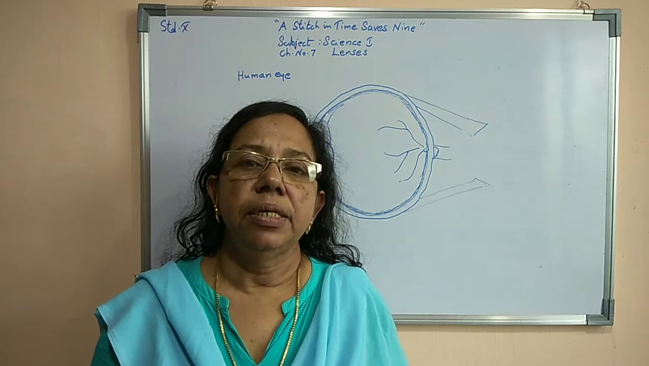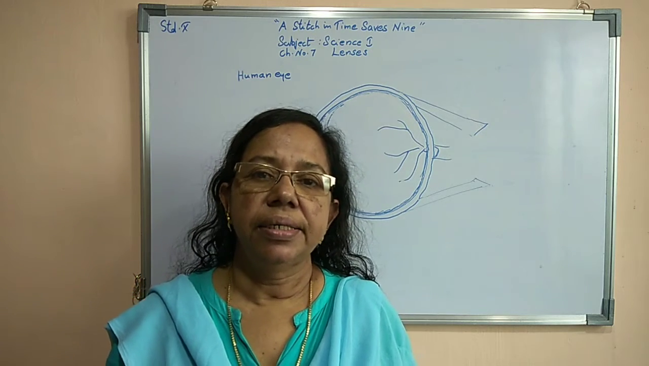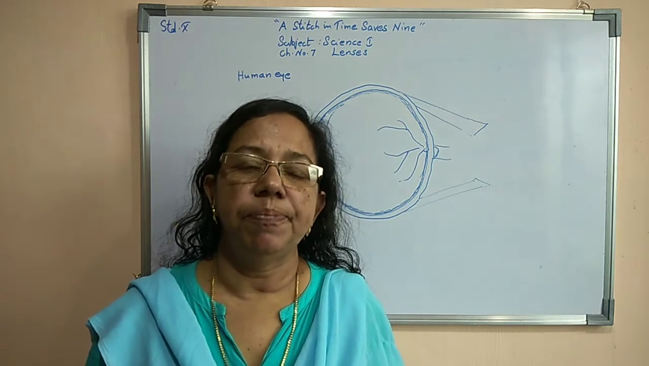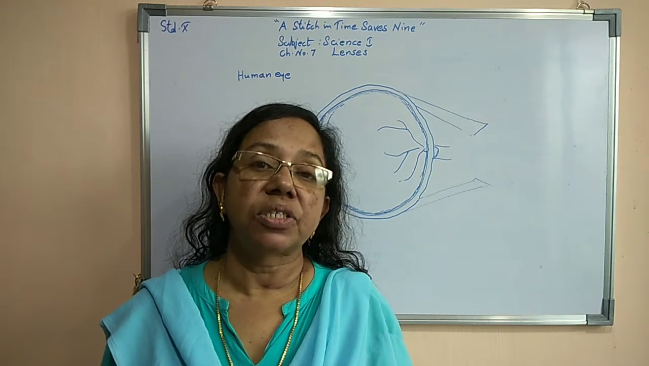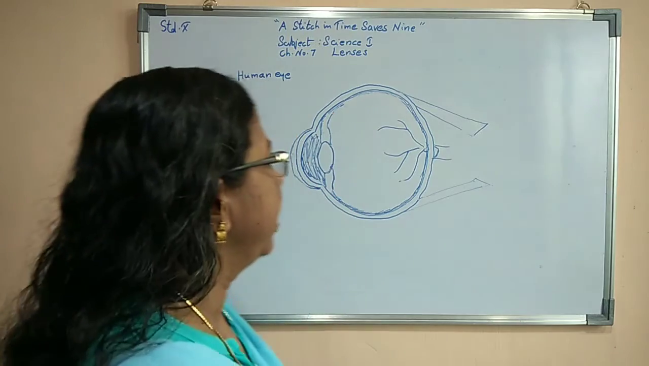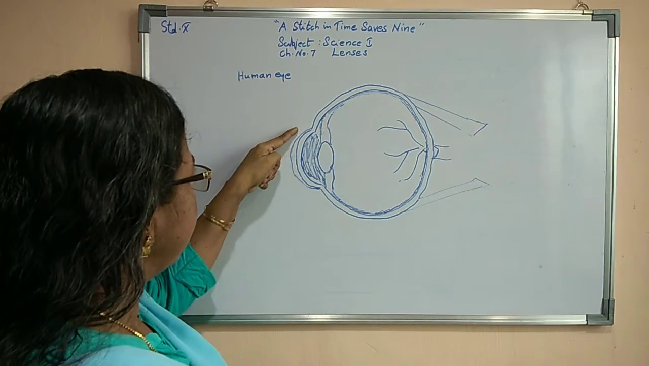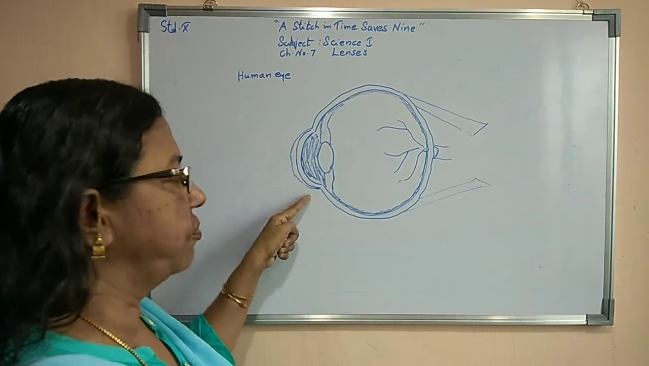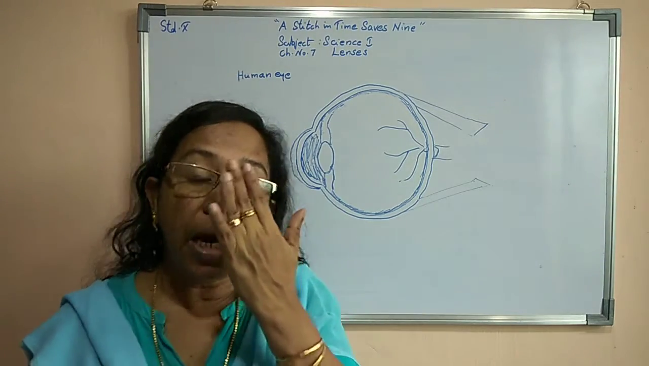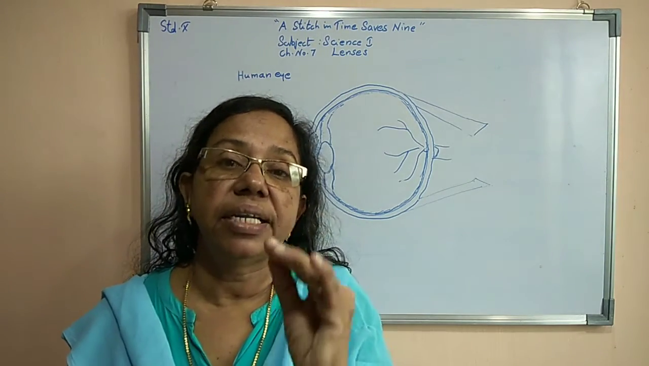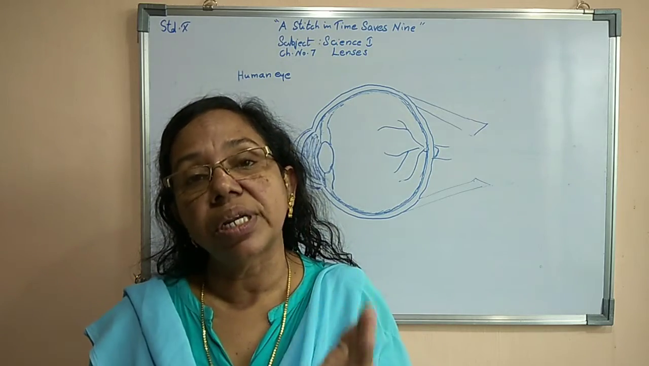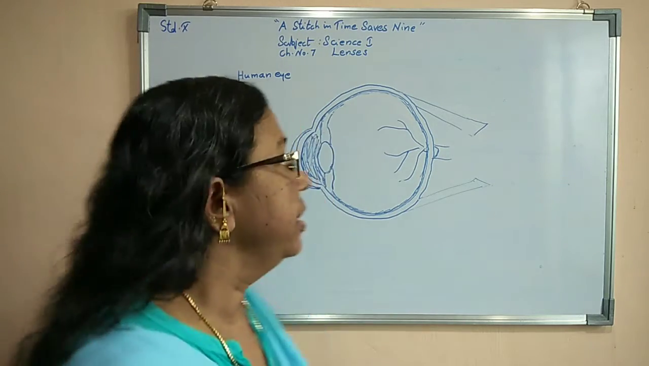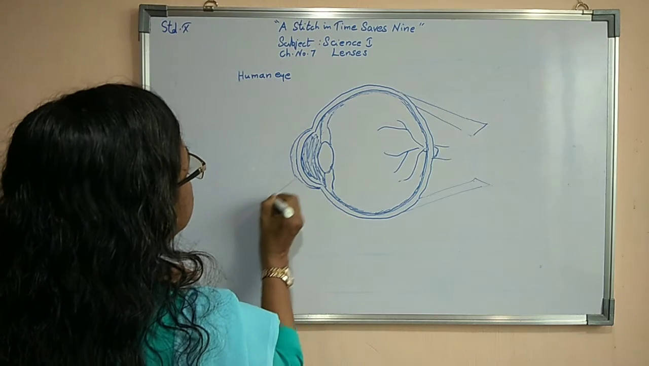Now we will study the parts of the human eye, as well as the functions of each and every part of the human eye. So first, this is the outer cover of the human eye. The outer cover of the eye is very transparent. That transparent outer cover of the human eye is known as the cornea.